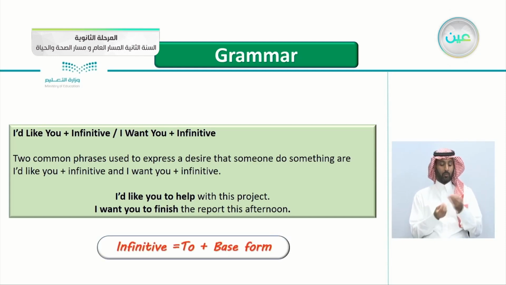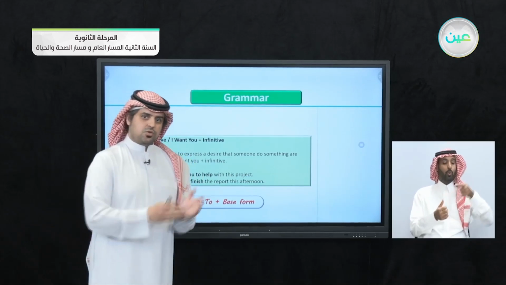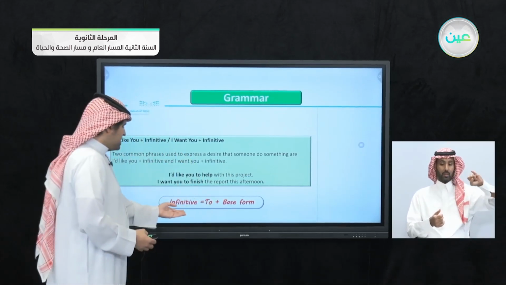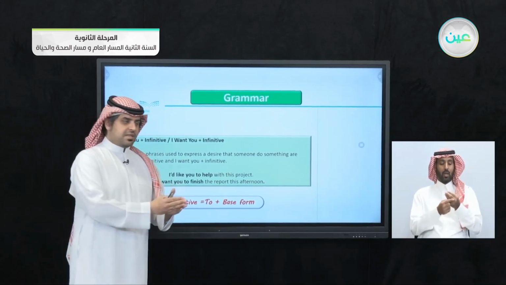First of all, the infinitive is to plus the base form. I'd like you to go. I'd like you to sit. So to sit, to go. Here is the infinitive form. To plus the base form.